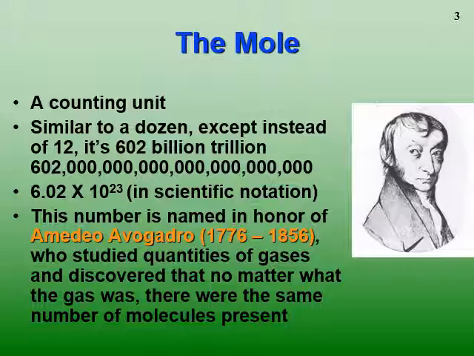And this number is known as Avogadro's number, and it's called Avogadro's number in honor of the Italian chemist who discovered it, Amedeo Avogadro. And what he did is he studied quantities of gases and discovered that no matter what the gas was, there was the same amount of molecules present in the gas for that particular volume.